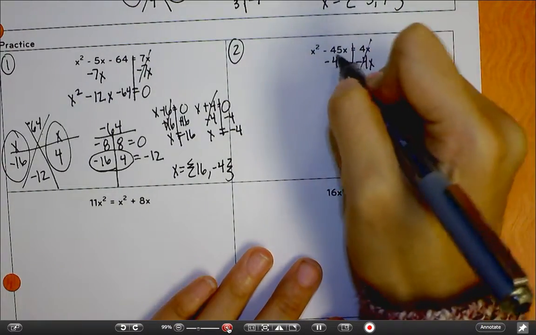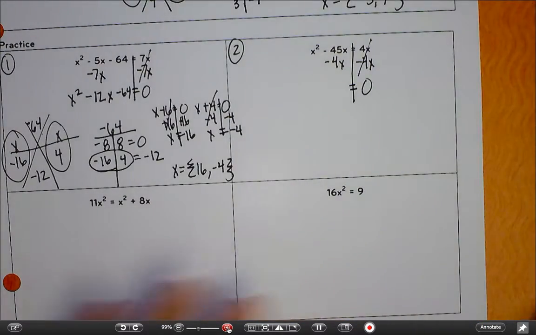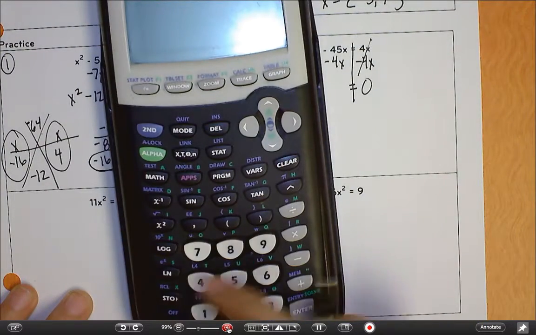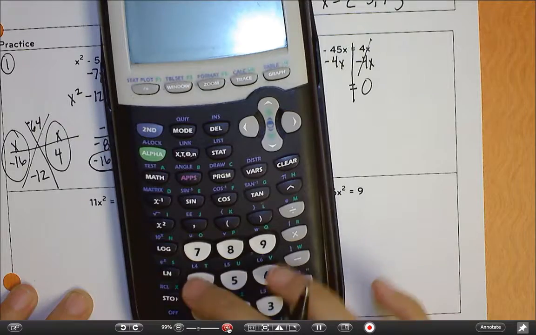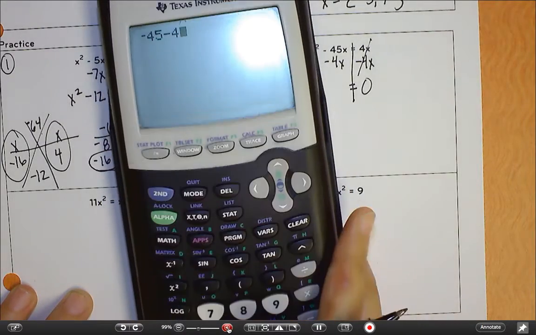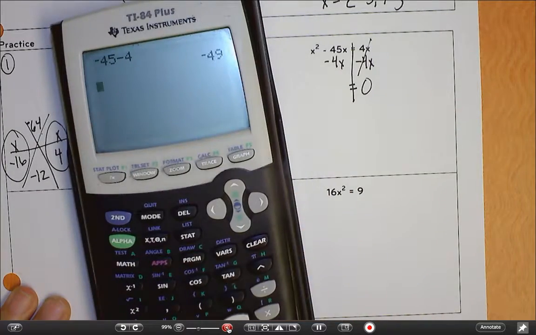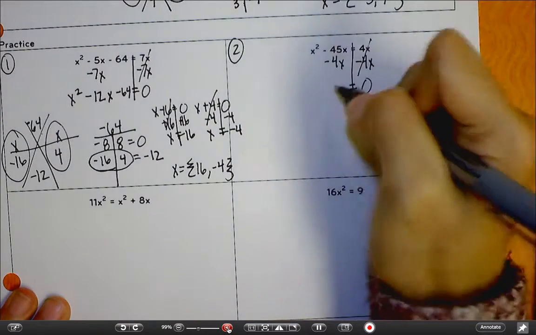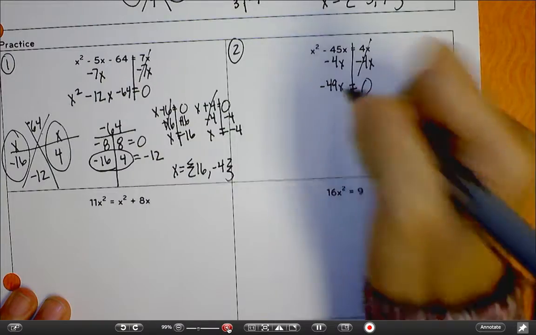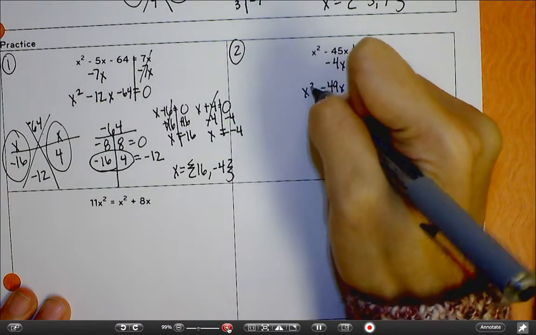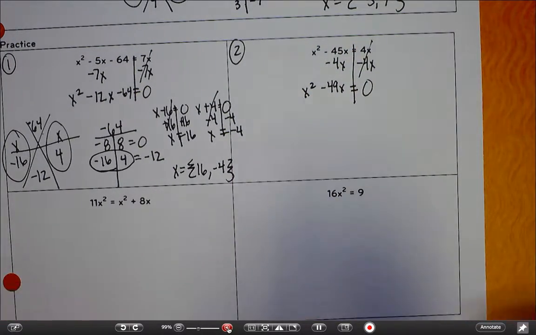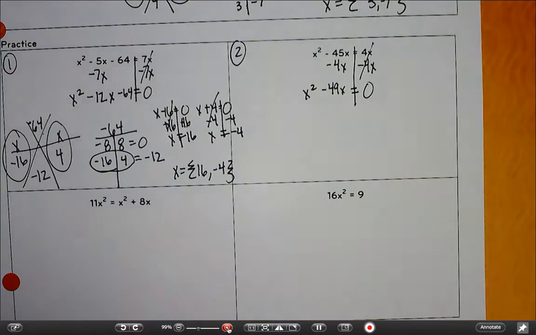Bring this down. Negative 45 minus 4. Use your calculators to help you. This is going to give me, you can't see there, negative 49. So minus 49x, bring down the x squared, and this is what you have.